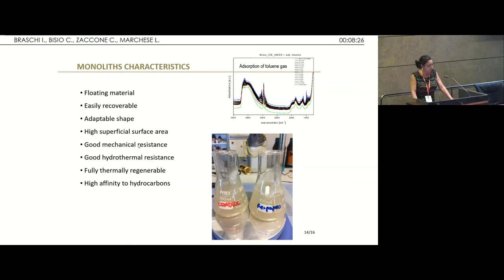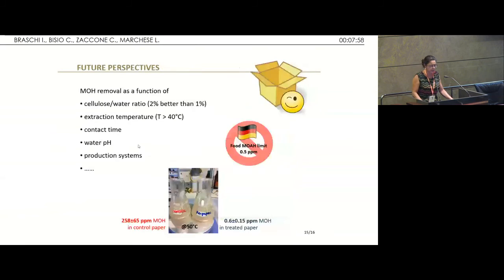It is fully thermally regenerable, so once the absorption of mineral oil is exhausted, you can recover the sorbent, treat it in an oven, and use it many times. And then it has a good affinity to hydrocarbons. So we made just a few experiments with this material, and this is the last result we obtained.